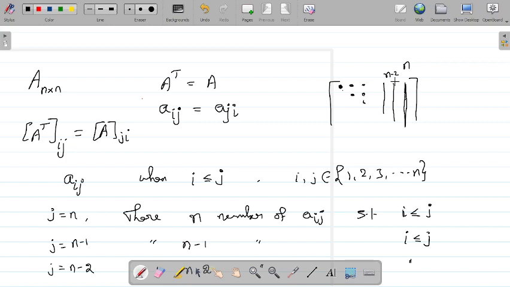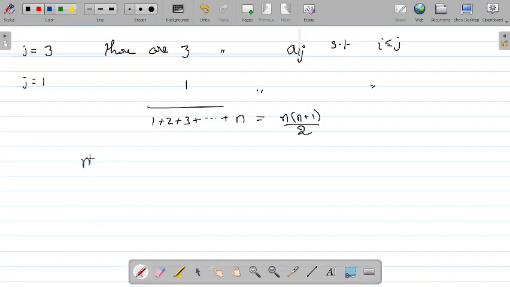So if you know these n into n plus 1 by 2 entries, then you know the rest of the entries. What are the rest of the entries? How many are left? Like in a square matrix, in total there will be n square entries. So if you want to know the other entries, how many entries are left, you can do one thing, n square minus n into n plus 1 by 2. So you'll get n square minus n by 2. So if you know these n into n plus 1 by 2 entries, the other n square minus n by 2 entries, we already know it.